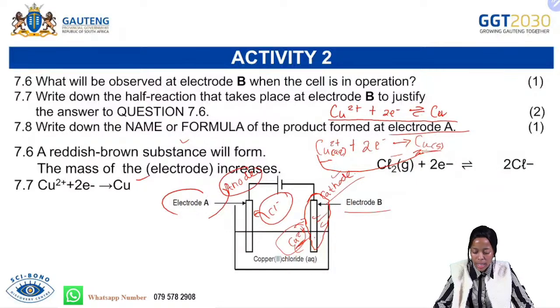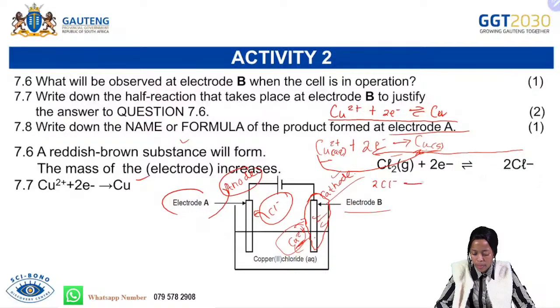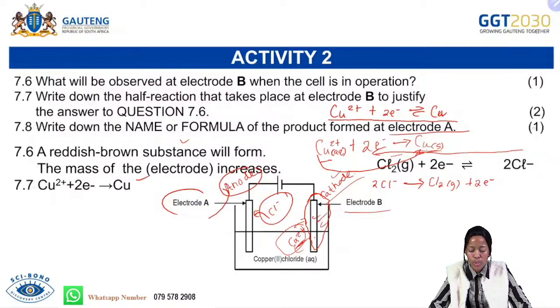So when you write your half reaction, you are going to use the chlorine, and the half reaction will be written from the right to the left, because that is our oxidation. So we will have 2Cl minus to give us Cl2 gas plus 2 electrons. When they talk about the product, we know that they are talking about whatever we have on the right-hand side. On the right-hand side, you will see that we only have two things: 2 electrons and the chlorine gas. So therefore, our product will be the chlorine gas, or Cl2.